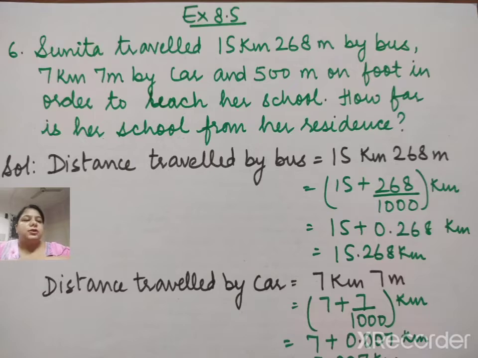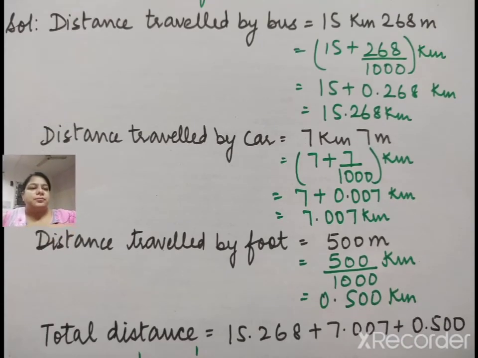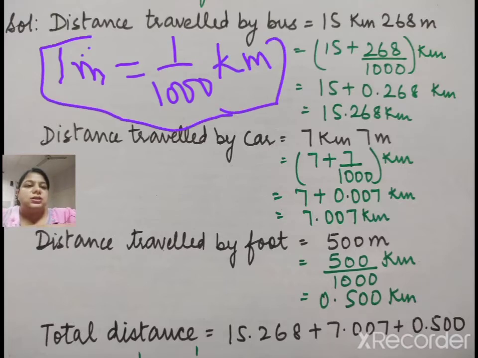So how can we convert it? Again, you know by the conversions, 1 meter is equal to 1 upon 1000 kilometers, right? So using this relation, 268 meter can be converted into 268 upon 1000 kilometers. 15 was already in kilometers.